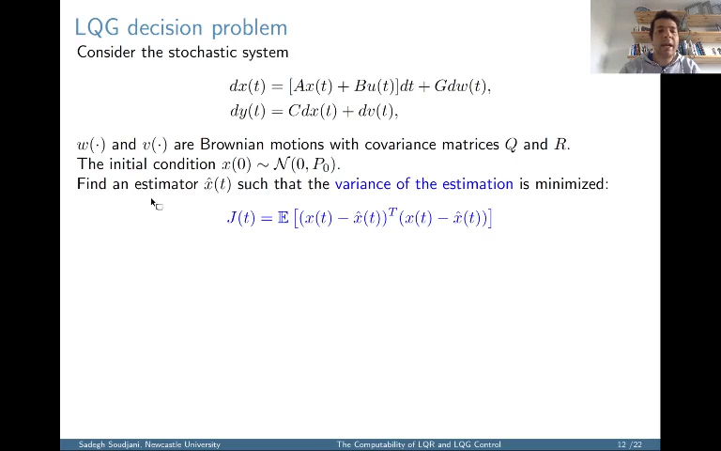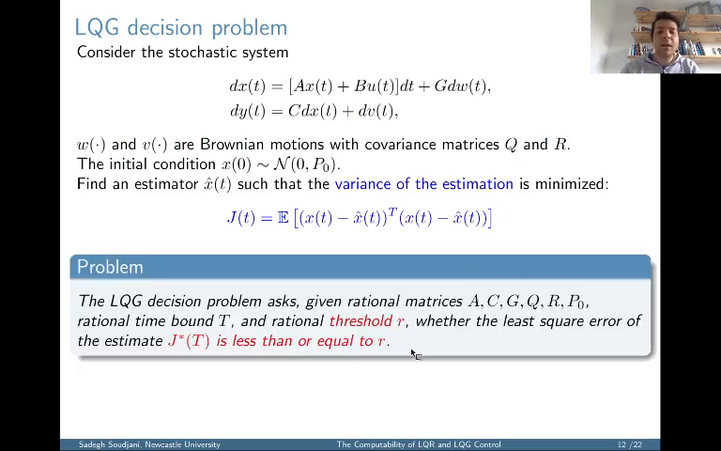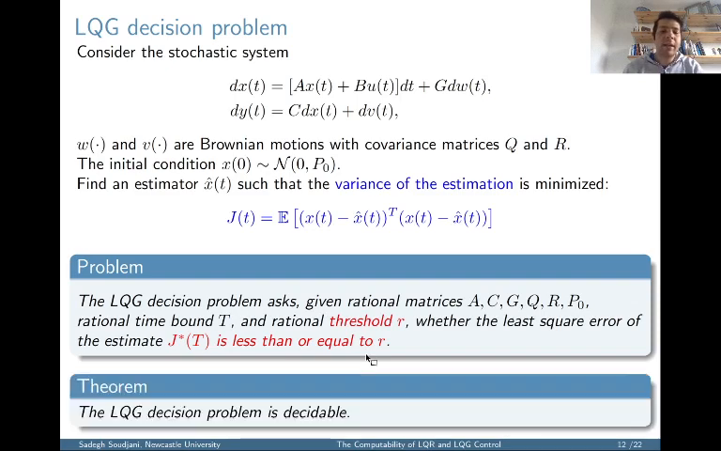LQG problem asks us to find an estimator such that the variance of the estimation is minimized. The decision version of this problem asks us to check whether the least square error of the estimate is less than or equal to R. So instead of computing the least square error, we want to check whether the value, the least square error, is less than a threshold. And we can show that this LQG decision problem is decidable.